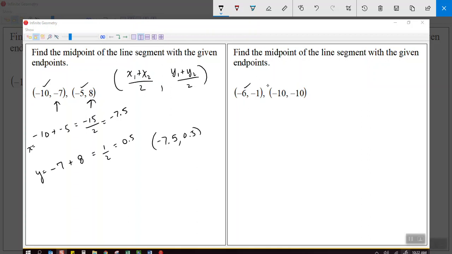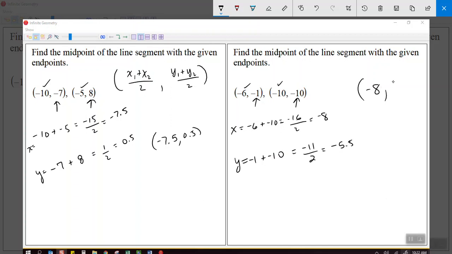For this one, we're going to add the x's. -6 plus -10 gives us -16, divided by 2 gives us -8. And for the y, we're going to look at the y values. -1 plus -10, they're both negative, so negative 11 over 2 is -5.5.